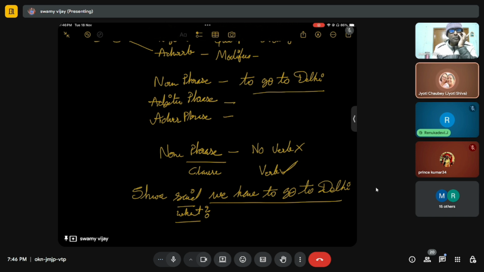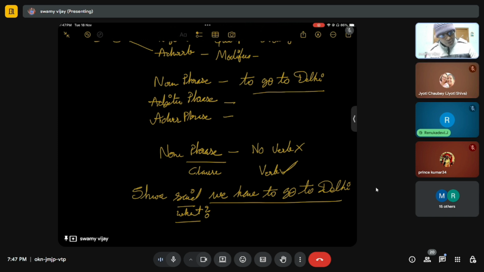Delhi is a noun, but actually how to identify whether it is a noun clause or not? Ask a question to the verb "what". If the answer comes to the question, 90% it is a noun clause. If you ask a question to the verb "which" and the answer comes, it is an adjective clause. If you pose a question to the verb "where" and the answer comes, it is 90% an adverb clause.